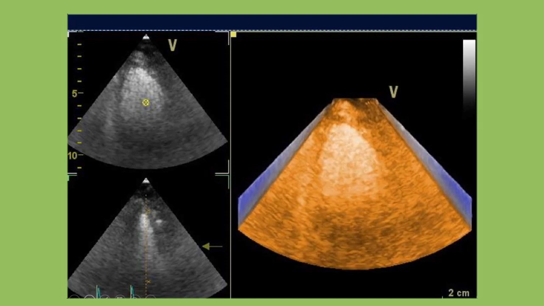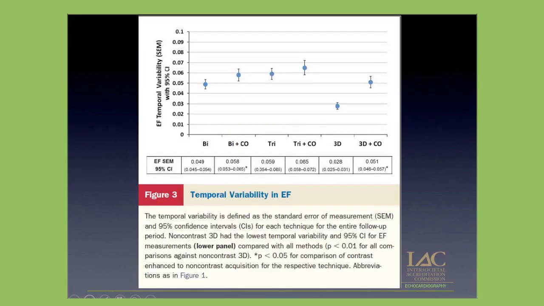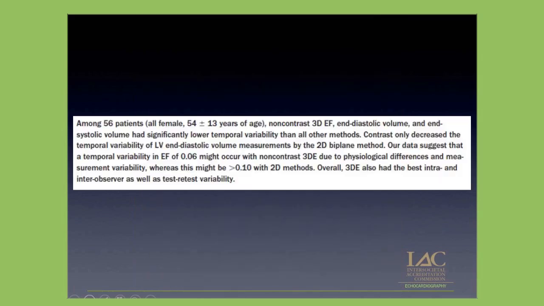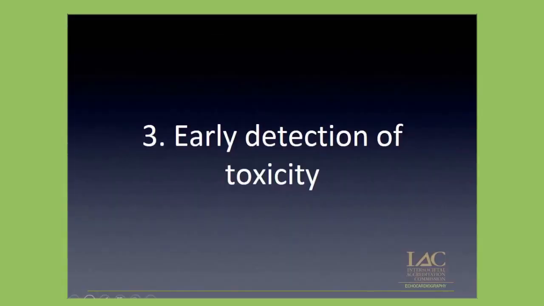Therefore, it is very possible that I'm going to be making a mistake in the calculation of the end diastolic and the end systolic volume, and that I'm going to be providing an erroneous calculation of ejection fraction. That is the reason why, if we go back to this slide, you realize to the right of 3D with contrast, not only did I not make things better, I actually made things worse in terms of temporal variability of the ejection fraction.